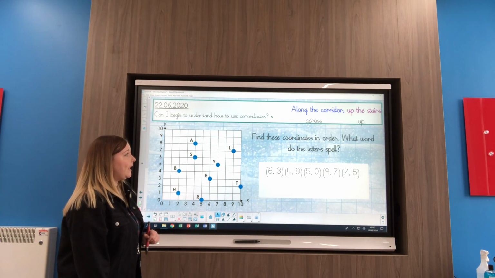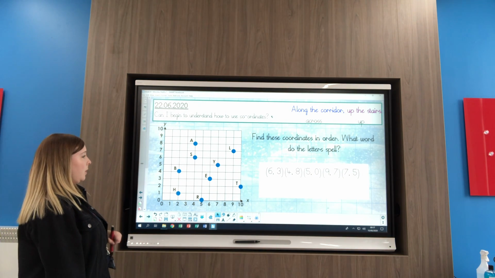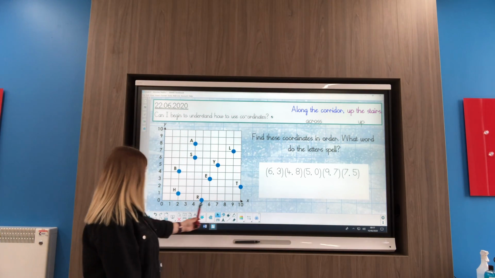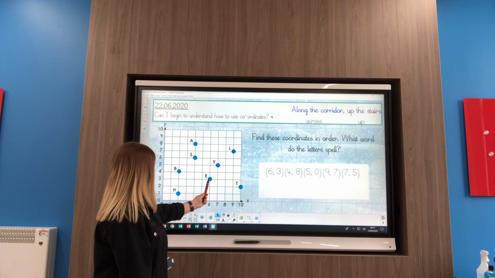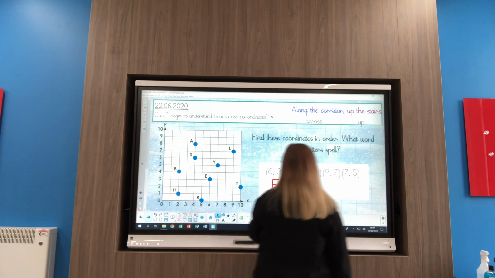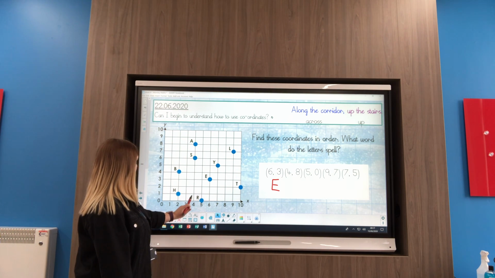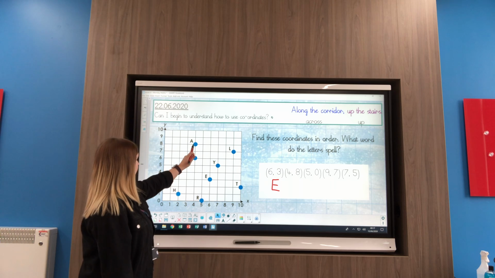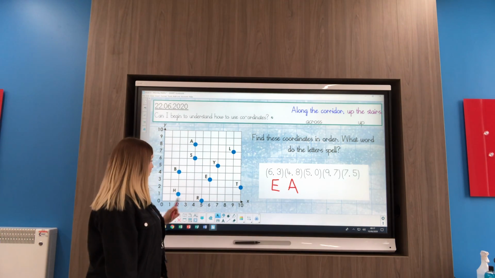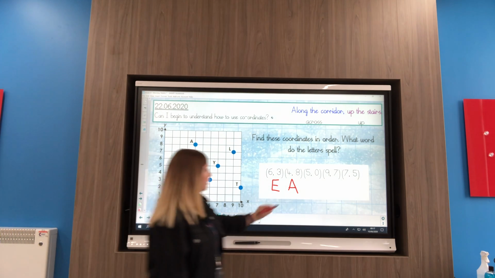Okay, so the next one then. Find these coordinates in order. What word do they spell? So I'm going to start with 6 across and 3 up. 6 across, 3 up. My first letter is E. Then we've got 4 across and 8 up. 4 across going all the way up to 8 is A. Then we've got 5 across, but we're not going up any. So that one's R.